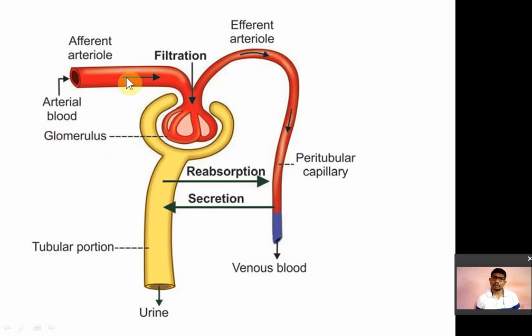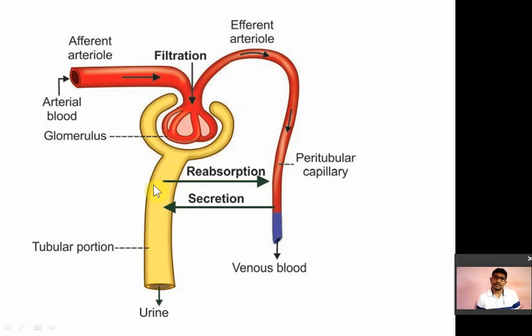Okay, so whatever blood is there, everything is filtered from this glomerulus except plasma proteins and blood cells. So here everything will be filtered except blood cells and plasma proteins.